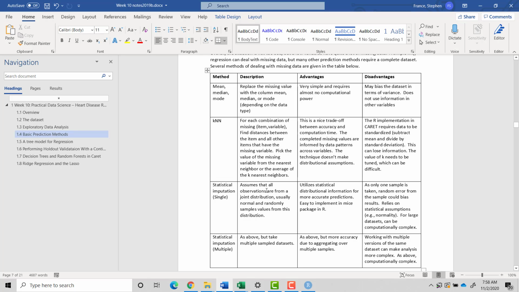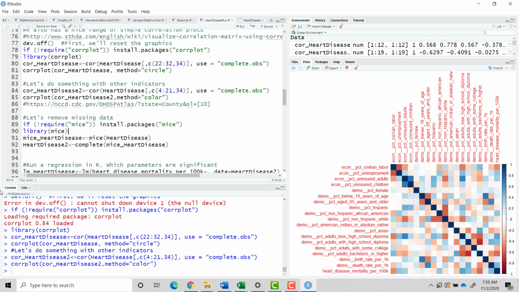Now, statistical imputation, going into this statistically is a little bit beyond this class, but we assume the observations are from a joint distribution across variables, and we basically create this distribution and then we sample from it. If we have single imputation, we take one sample. There is sometimes an issue that random error can sometimes bias results. So what could we do? Well, we can take multiple imputations and then aggregate the results. For this time, we're just going to use a single imputation for ease. We don't want to do like 10 different regressions.